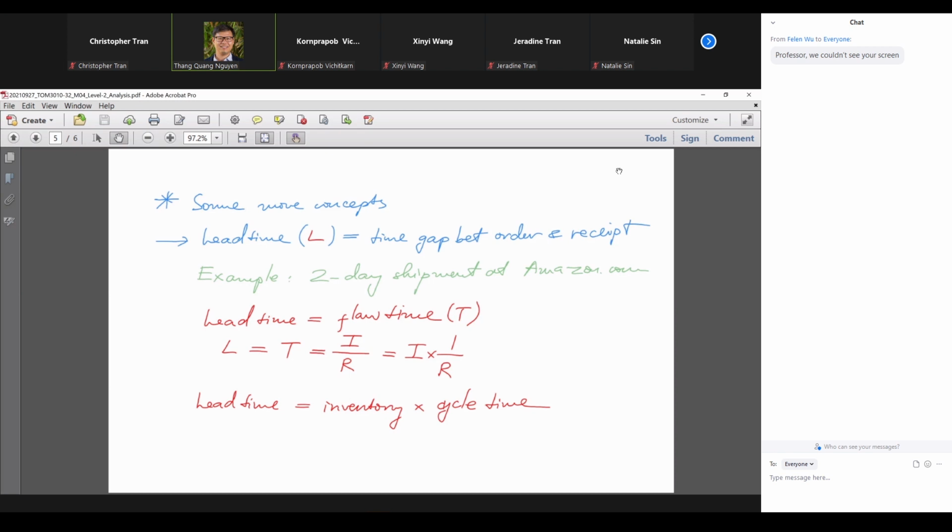So that's what we went over last time. Right? So today we just continue with some more concepts, just one more concept, okay? The lead time, and I will talk about another concept, and then we move on to the next big topic, level 3 analysis.